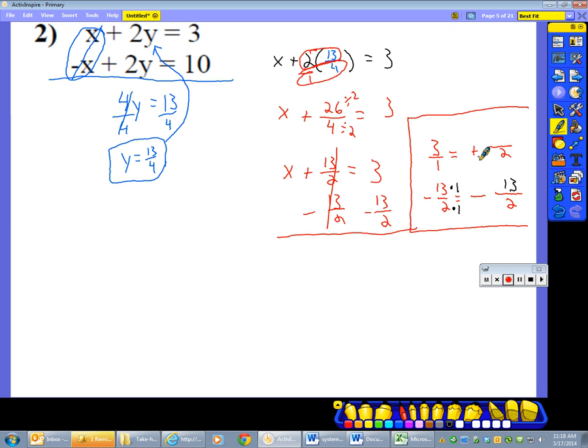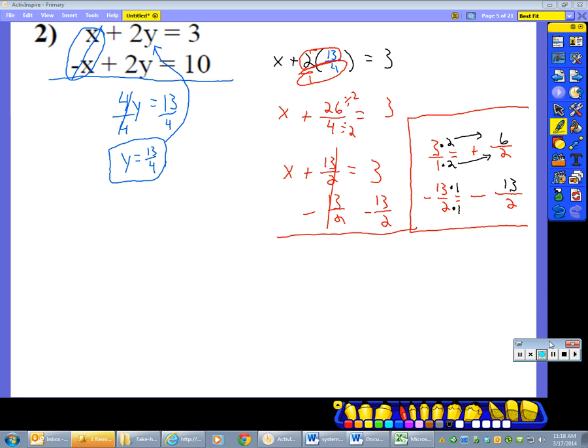And then I'm going to do the same thing with this equation. I got 1 times 2 gives me 2. Therefore, 3 times 2 is going to give me 6. So now I've got a positive 6 over 2 minus 13 over 2.